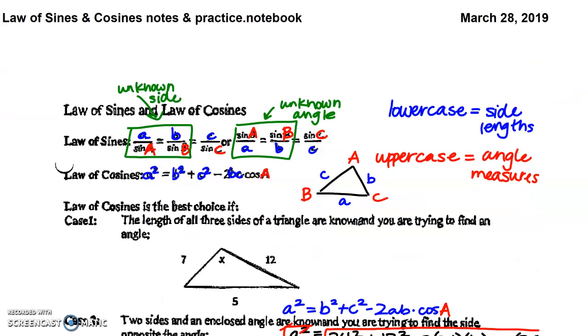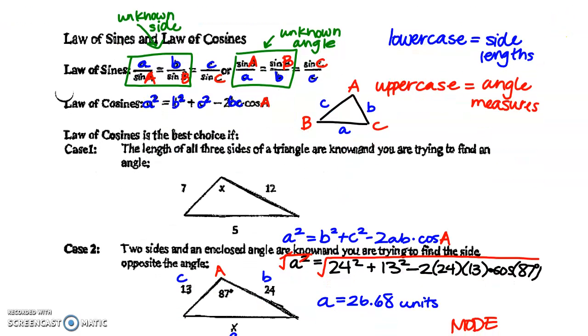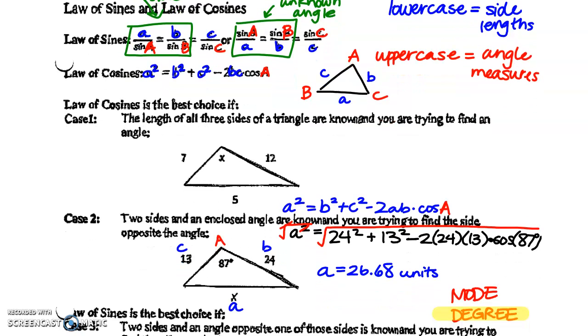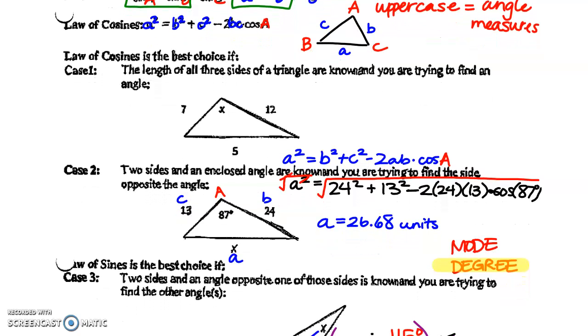Okay, awesome. So here's our law of sines and cosines notes and practice. So it has the formulas again at the top that are a little bit tougher to read. But again, we say law of cosines is the best choice if we have all three side lengths, okay? Or if we have two sides and then an enclosed angle is known. So I'm going to walk you through that example. This one is pretty good. If I go through, just plug everything in.